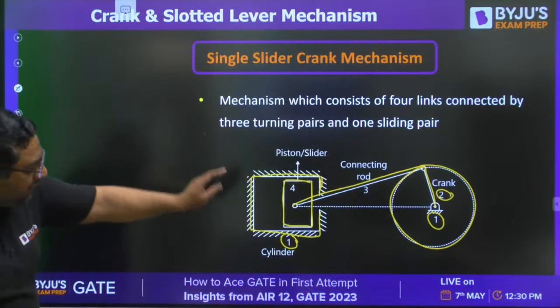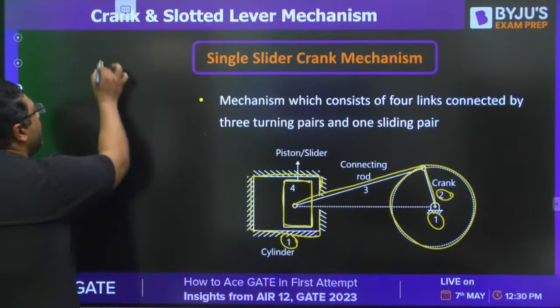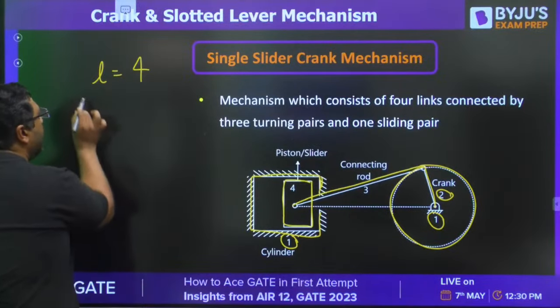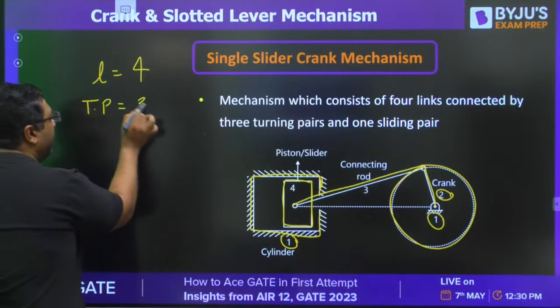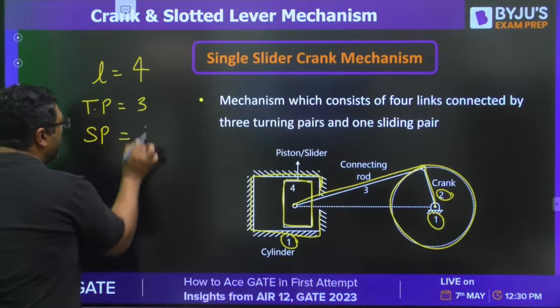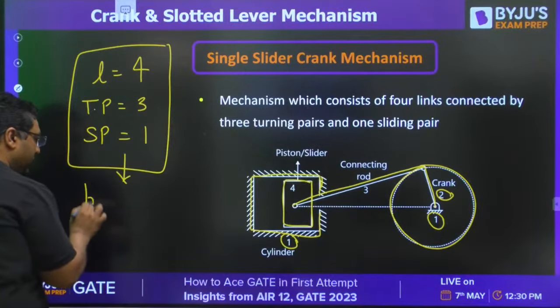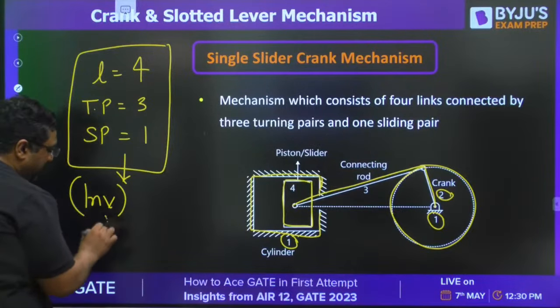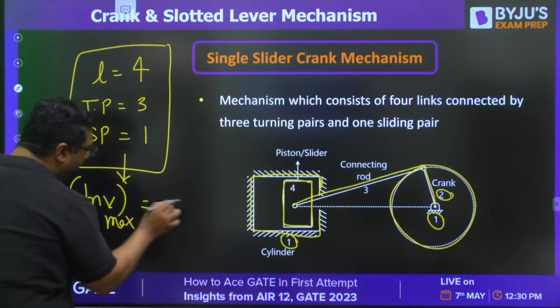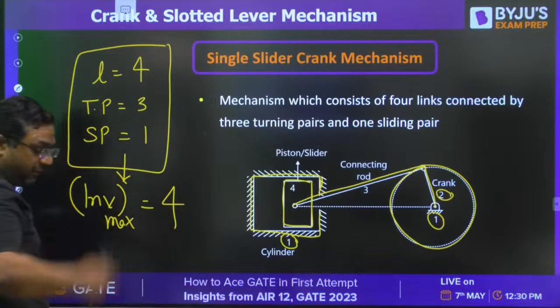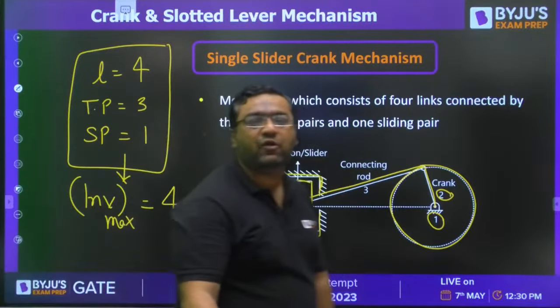So if someone asks you how many links there are, you will say 4. How many turning pairs, you will say 3. How many sliding pairs, you will say 1. So my dear, if I ask you how many inversions are possible, you will say the maximum possible inversions would be 4, because the maximum number of inversions can equal the number of links.